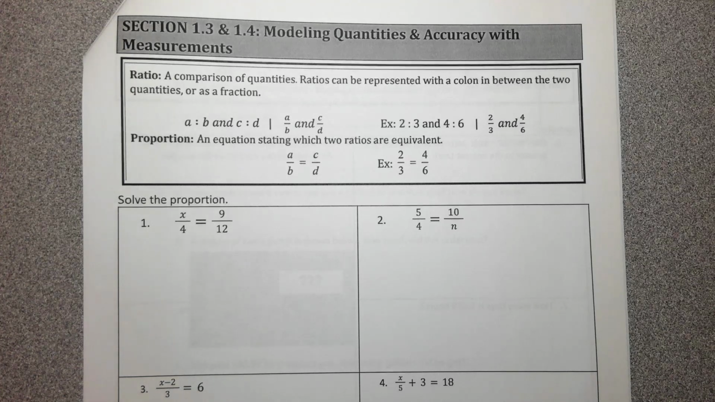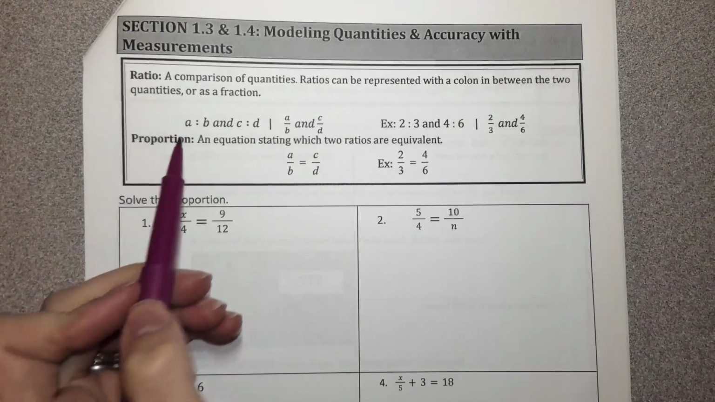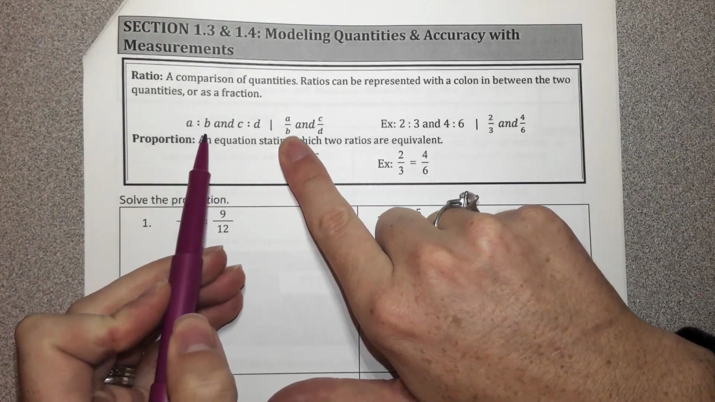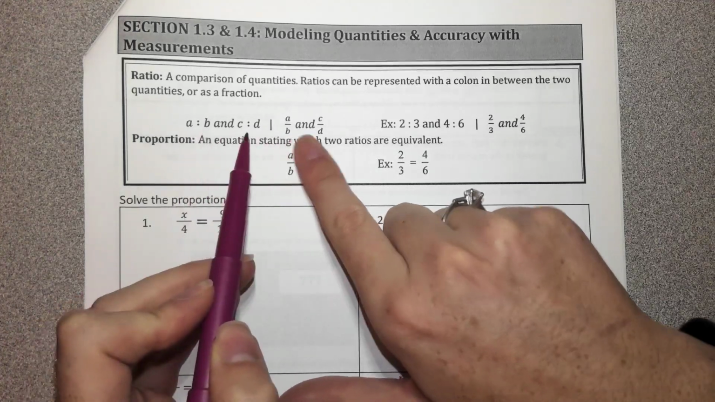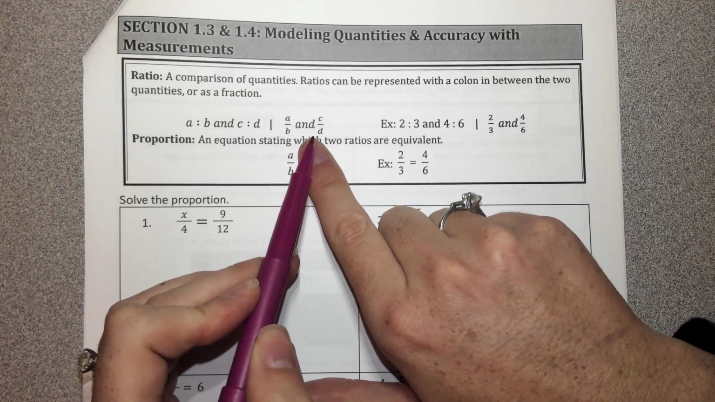It has the definition for a ratio and a proportion to start us off. So a ratio is just a comparison of quantities. Ratios can be represented with a colon in between the two quantities or as a fraction. So you'll see it either way. A to B or A over B still means the two are in comparison. C to D and C over D.